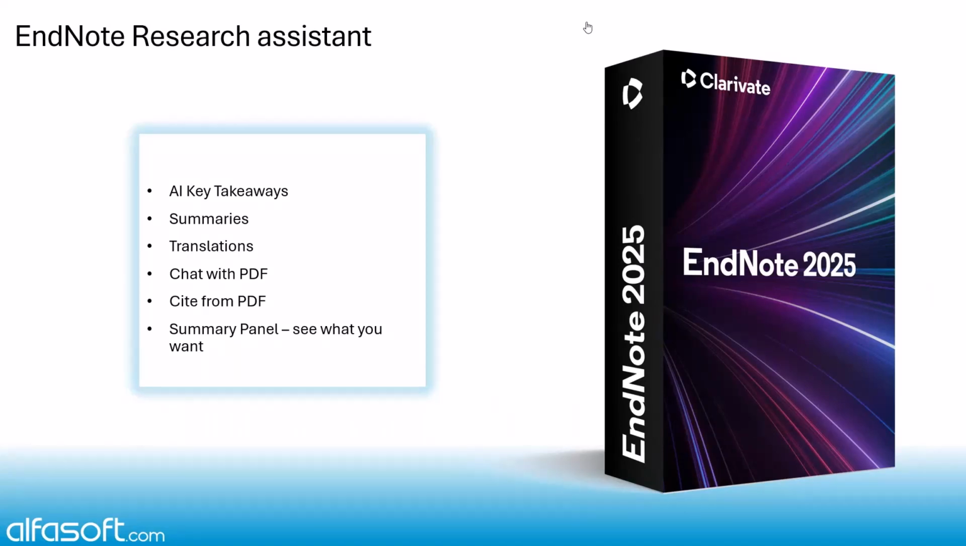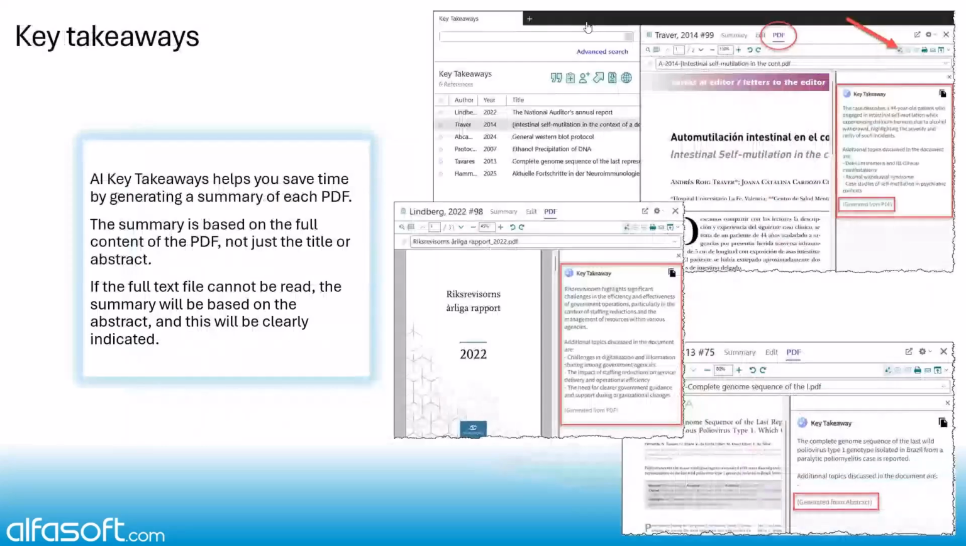So I'm just going to go through this before I show it to you live. The AI key takeaways give you a quick, consistent summary of PDFs. It summarizes every PDF you add by reading the full content, not just the title or the abstract. And that means that you get a view of basically what the paper says. And remember that you can attach any PDF in EndNote. And I will demonstrate that.